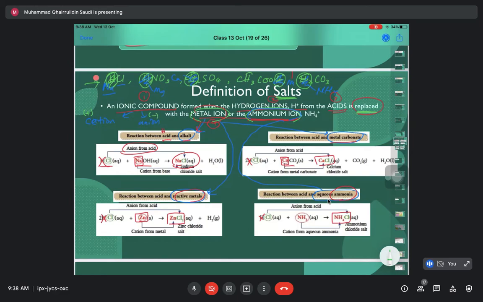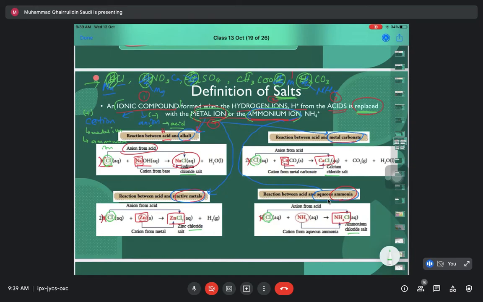Good. So basically we can say that in our salt ionic compound, the cation comes from metal ions or ammonium ions, while the anion comes from acid. Betul tak? Kalau kita guna acid chloride, hydrochloric acid, our salt belakang dia mesti chloride. Sebab anion comes from the acid.